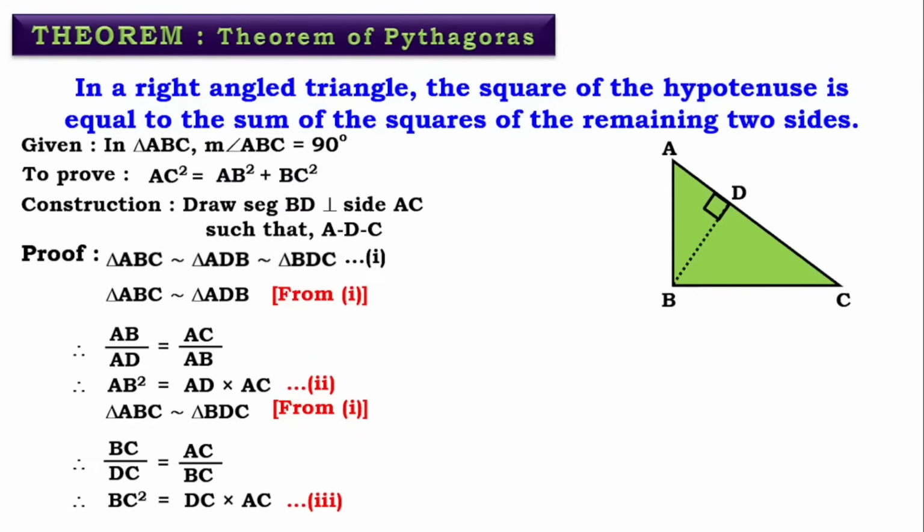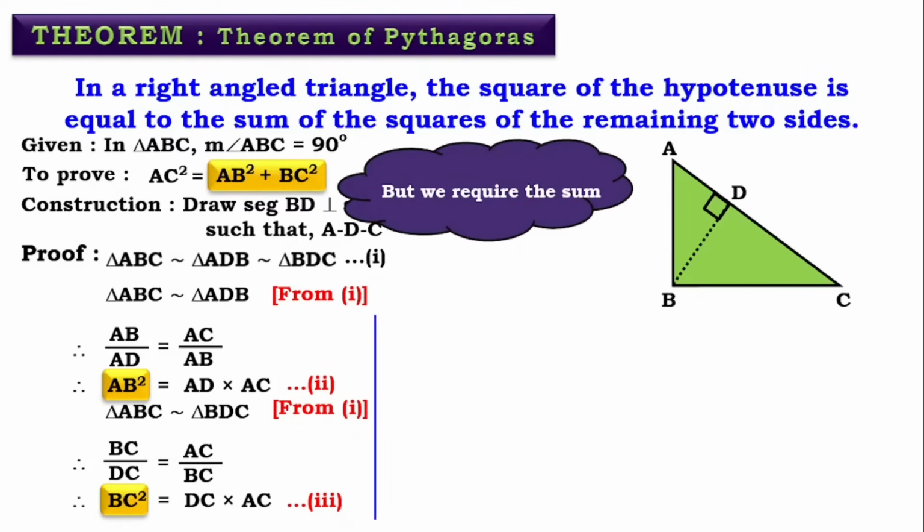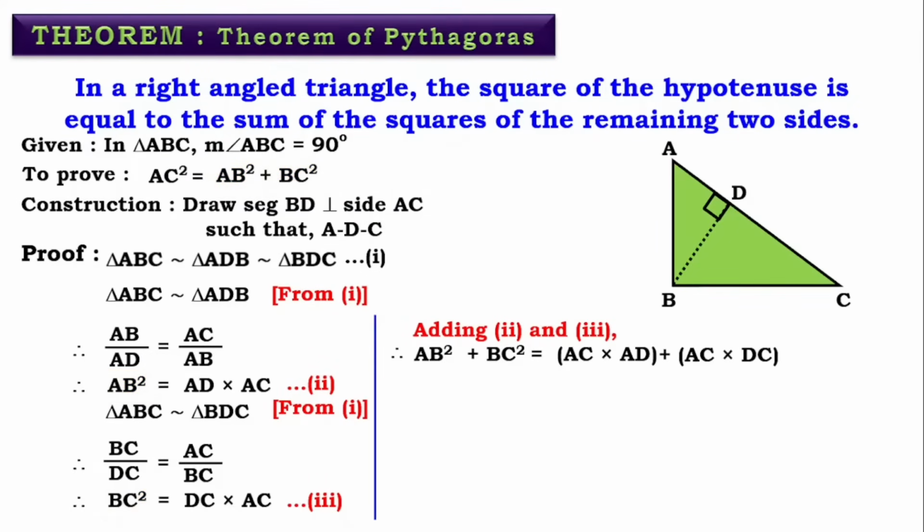Understood? Moving forward, AB square, BC square. But we require the sum. So I need the sum of AB square plus BC square. So what I'll do? Adding equation number 2 and 3. Adding 2 and 3, AB square plus BC square is equal to AC into AD plus AC into DC. LHS will get added with LHS and RHS will get added with RHS.